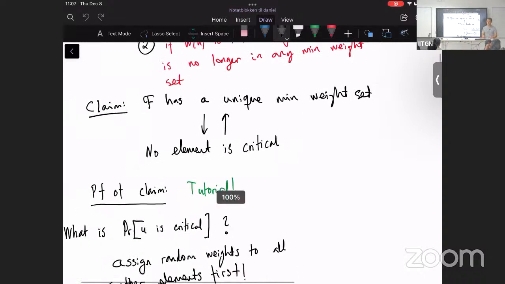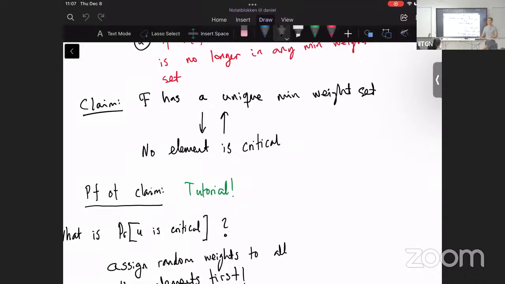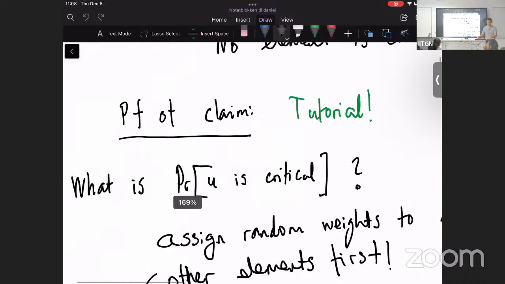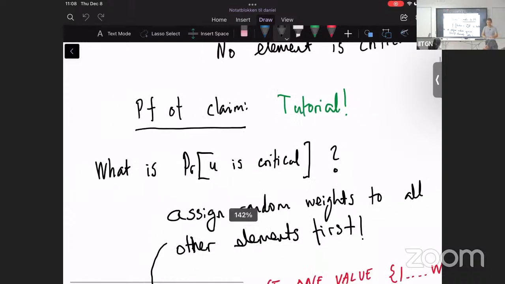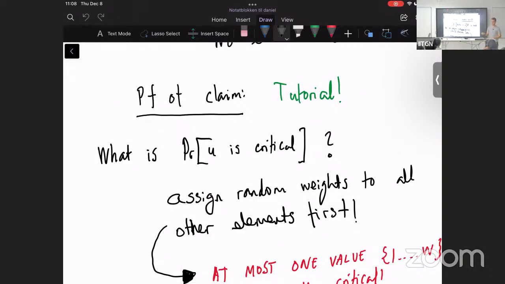So let's assume the claim and prove the lemma based on the claim. Right now, what we're trying to prove is that if I pick a random weight function, then with good probability there is a unique minimum weight set. In particular, that means that what I should be proving is that with good probability, no element is critical. So then, as we always do when we're trying to have some statement of for all elements they are critical, instead we look at one element and say what's the probability that that element is critical, and then we'll do a union bound. Right. So what is the probability that a particular element is critical?